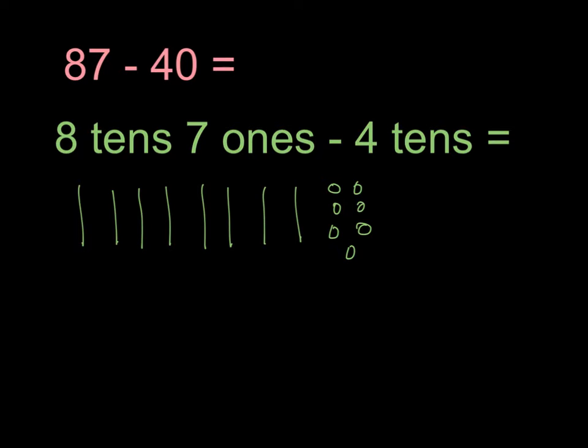So this problem is similar to the last one, except for we're subtracting. Notice the subtraction sign. So again, if I look at my number 87, these are my tens, these are my ones. Okay? My ones are going to stay the same. So I'm going to have 7 ones.